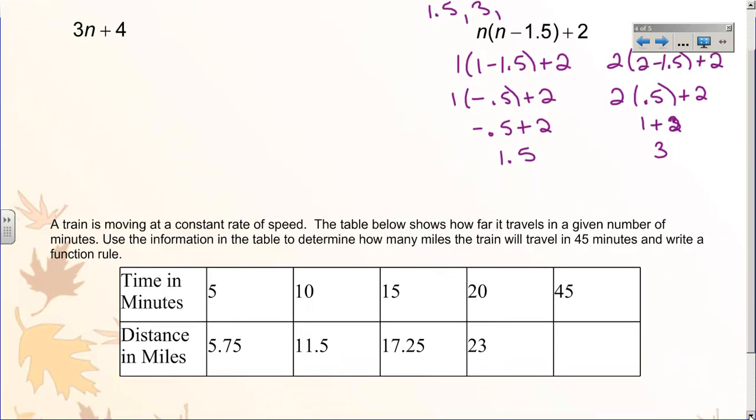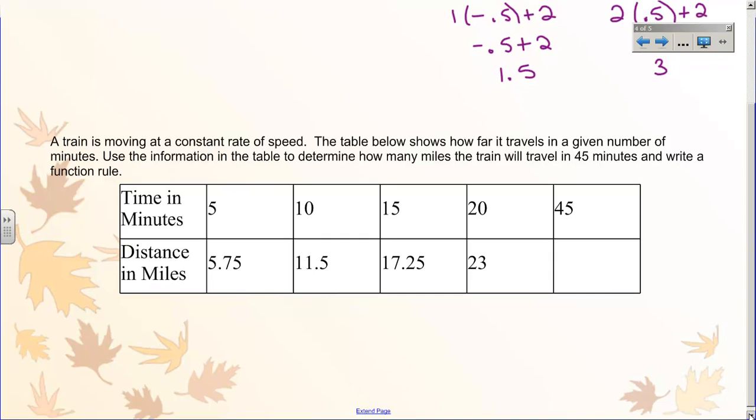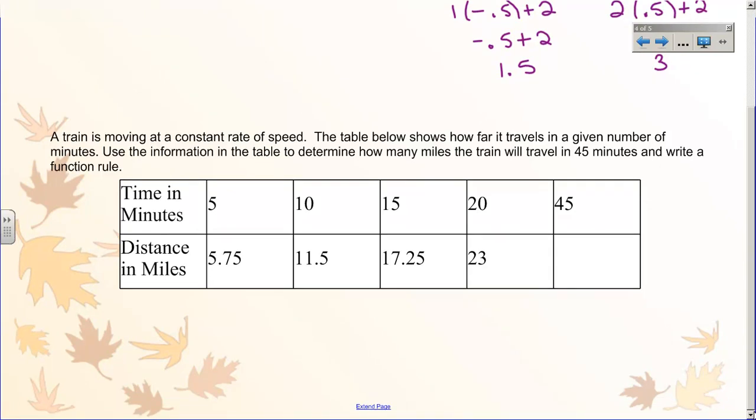So let's do another one here. I have a train moving at a constant rate of speed, which tells me that its speed is not increasing or decreasing. It's going the same rate the whole time. And this table shows how far it travels in a given number of minutes. We're supposed to use the information to determine how many miles the train will travel in 45 minutes and write a rule. We're going to write a rule before we determine 45 minutes.